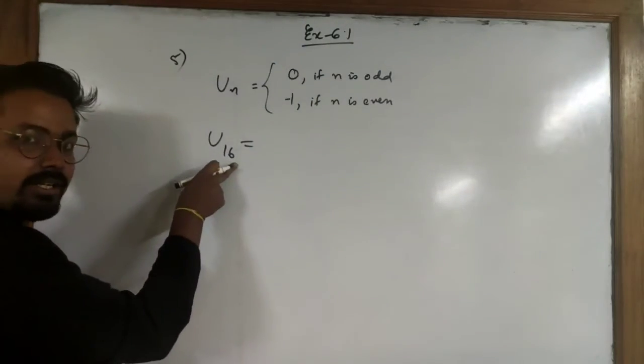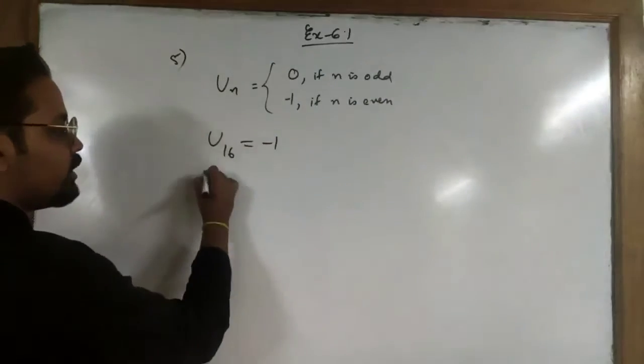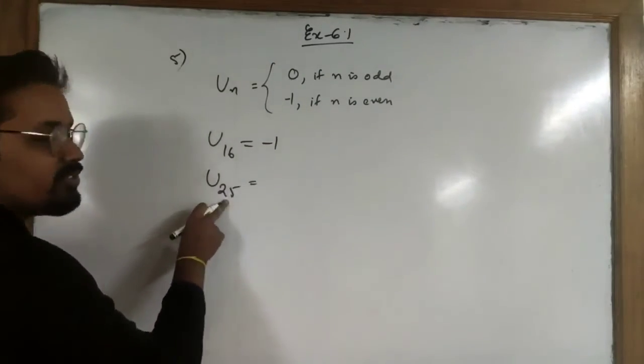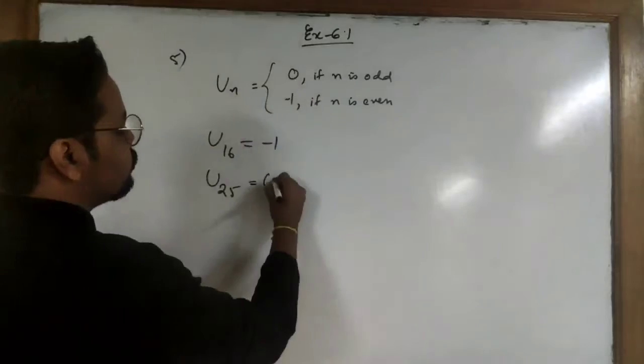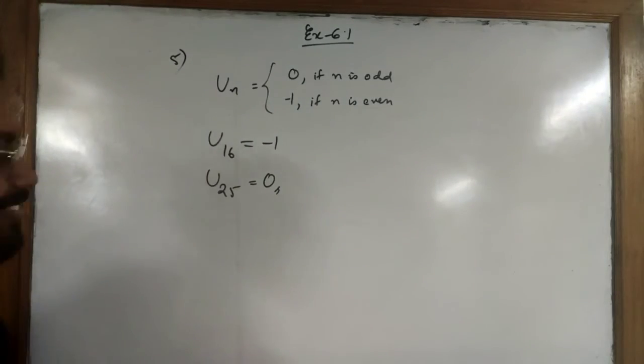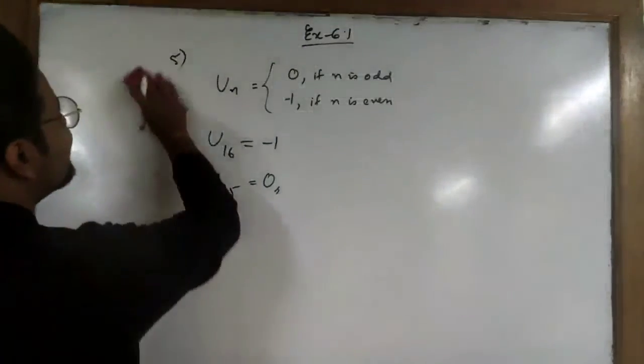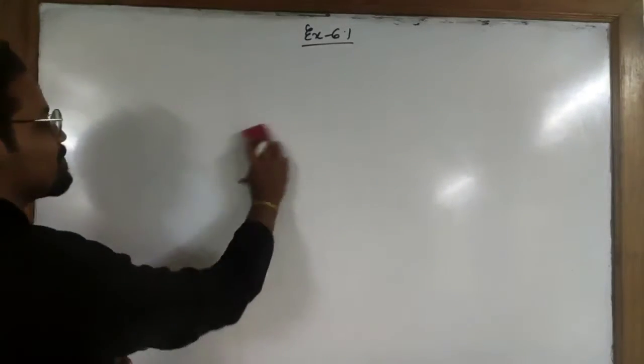Now n is 16 here. 16 is even, so the answer will be -1. And for u25, 25 is odd, so the answer will be 0. Done. Question number 5 is done. Very simple. It's like childish. So now let's move on to question number 6.